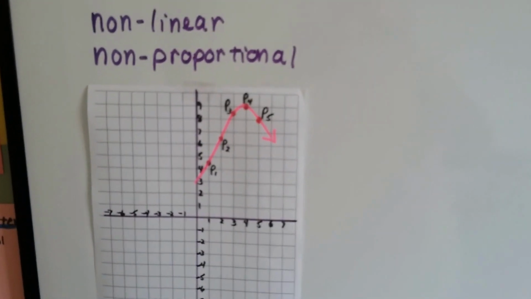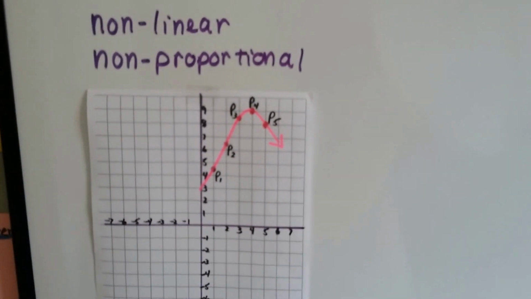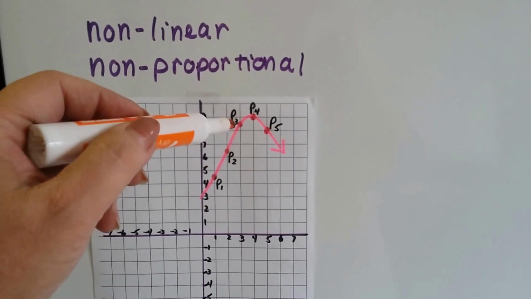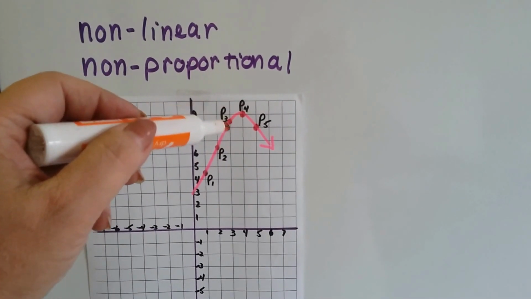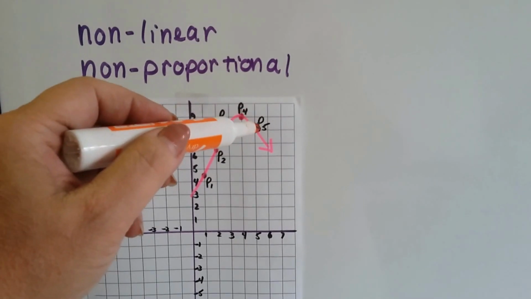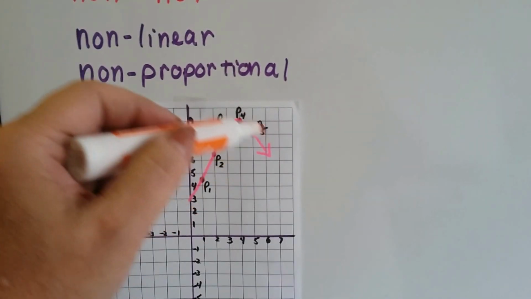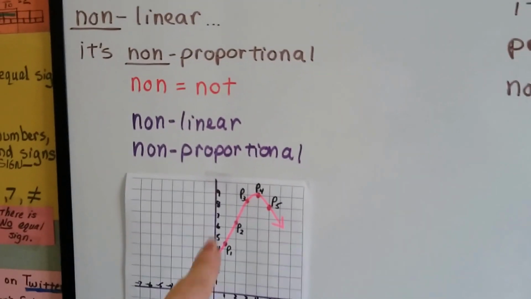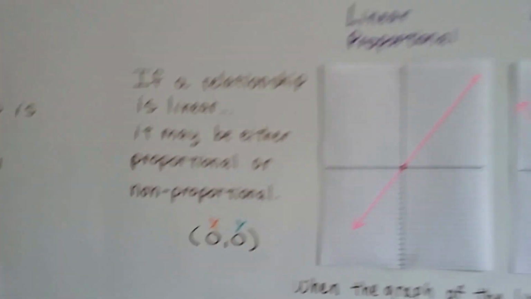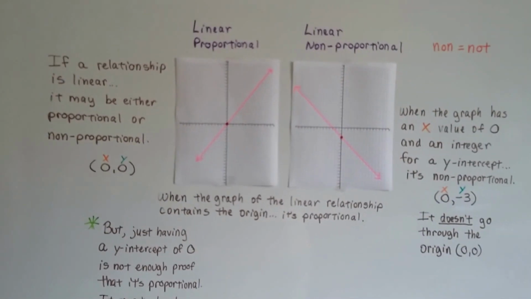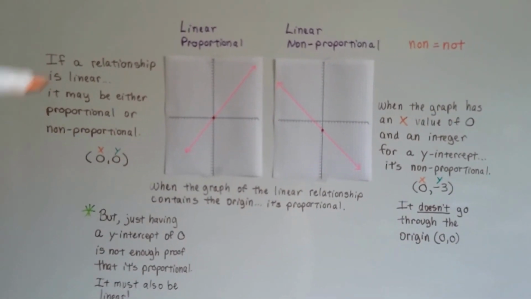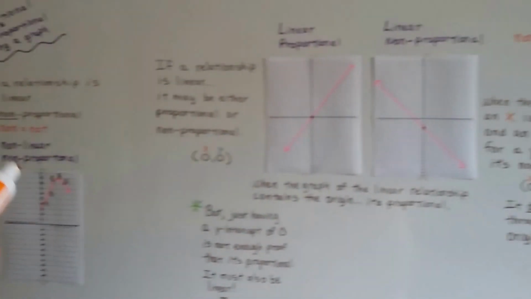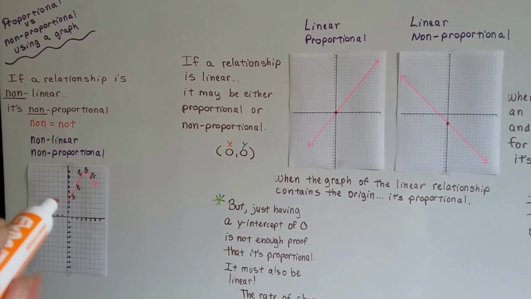Look at this line. This is not linear. This is not a nice straight line, is it? We can see that our points were going up by 2, and then it didn't go up by 2, did it? It went up by a half, and then it started falling. Well, that's non-proportional, and this is non-linear, okay? So it's both. And as we said in the last video, if a relationship is linear, it can be either proportional or non-proportional. See? When it's non-linear, it's automatically non-proportional.